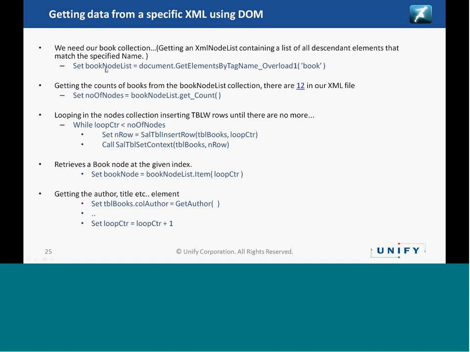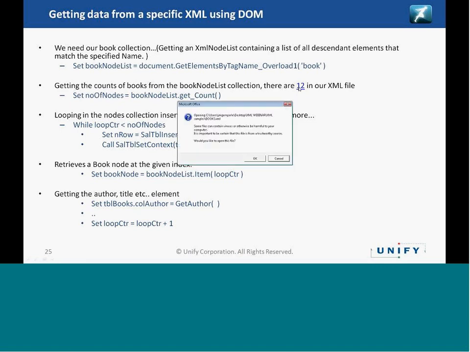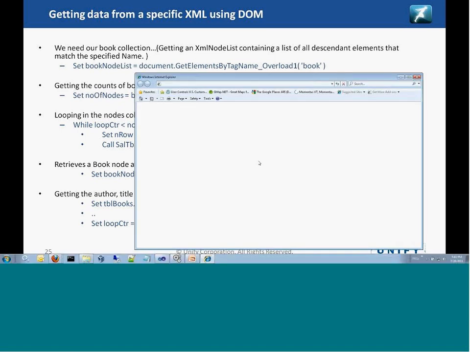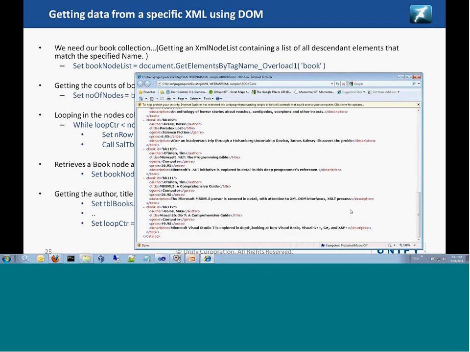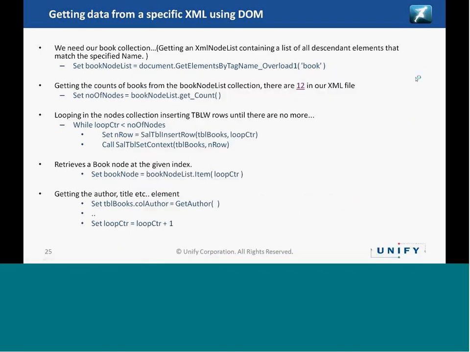So this is the way you get the book node list, and you're going to go right away to the book, right? So we don't care about the root element catalog in this case. So we go directly to our data. Getting the count of the books from the book node list collection here, well, just for the sake of it, just open it in Internet Explorer. You can see that there are 12 books. Okay. Then I get the count on the collection that I have.